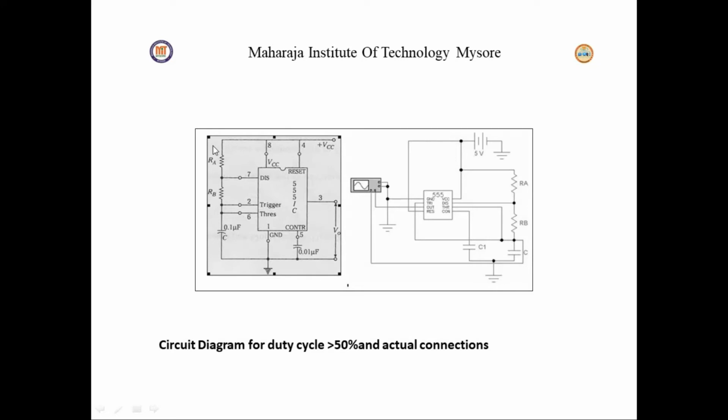When initially power is turned on, the trigger pin voltage is below 1 by 3 VCC. That makes the lower comparator output high and sets the flip-flop, and the output of the 555 chip is high. So this is how the circuit diagram of the 555 timer IC looks in order to get a duty cycle greater than 50%.